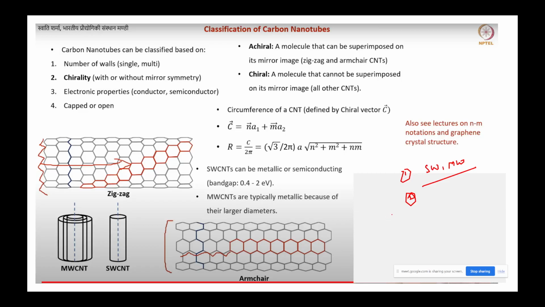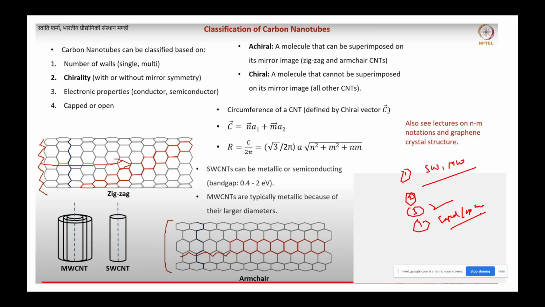The third one depends on its conductivity, or the electronic property, whether it is highly conductive or not conductive. So it can be in the range of a semiconductor. Capped or open. Okay, this is something that maybe you might not know. The capped or open, I will tell you what it is. So here the achiral or chiral.